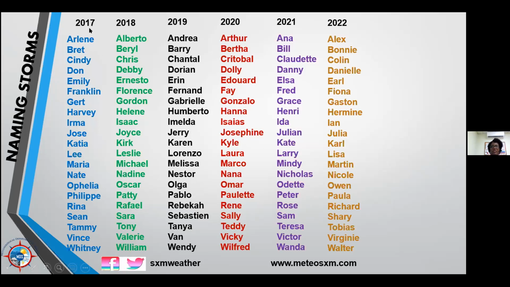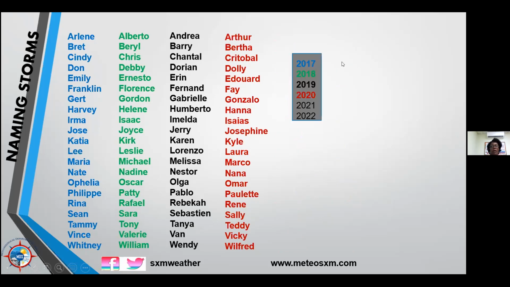So this is 2017, and you can see in red we have 2020, where we are now, and 21 and 22. Now, how they use them is that the same list that was used in 2017 will be used again in 2023, so in 6 years. The list that was used in 2018 will be used in 2024. The list of 2019 will be used in 2025, and the list we are using now, 2020, will be used again in 2026.